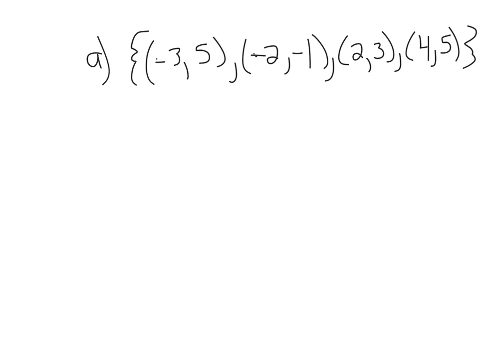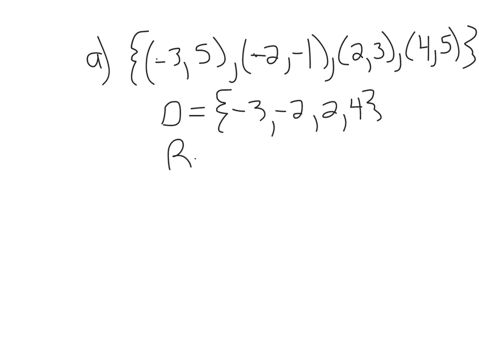Now, regardless of whether or not it's a function, it still has a domain and range. So let's go ahead and find the domain. I'm going to write D for domain. The domain of this function is just the x coordinates, or the inputs. So -3, -2, 2, and 4.